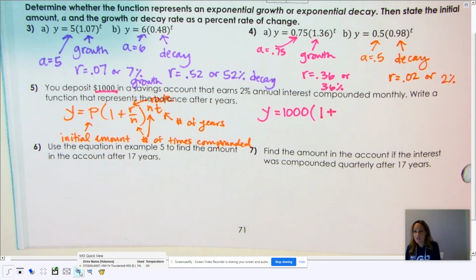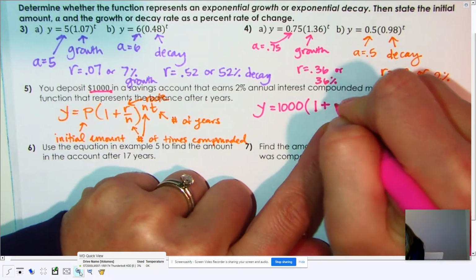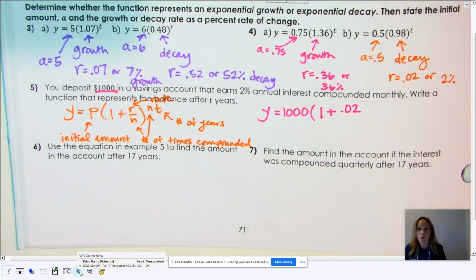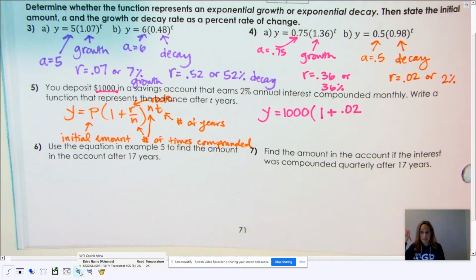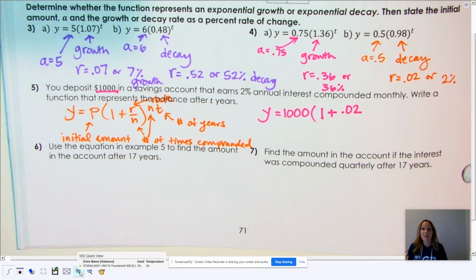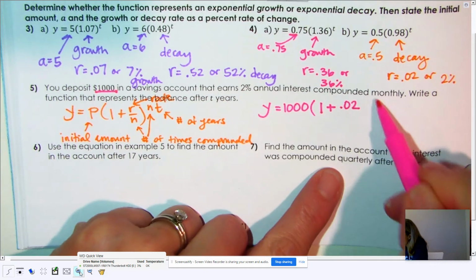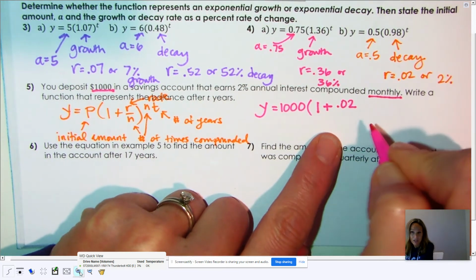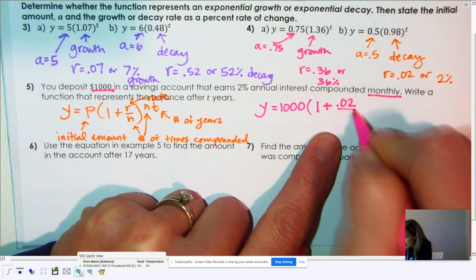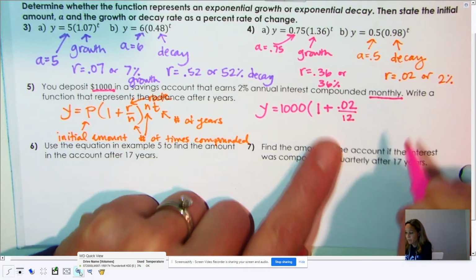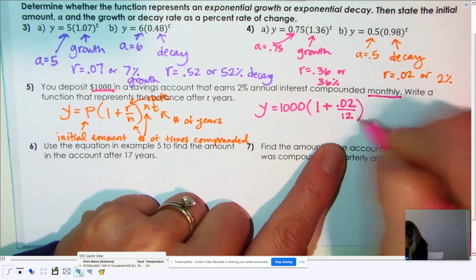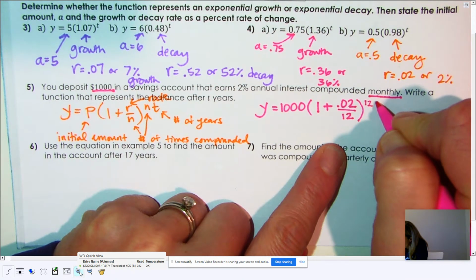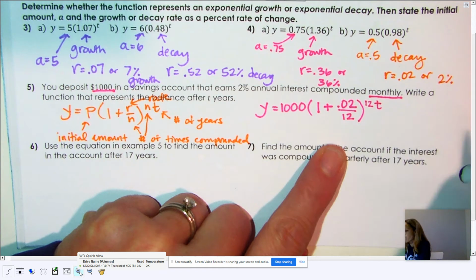Well, I know that my interest rate is 0.02. And if I were just doing this once a year, it would just be 1.02 and then to the exponent of how many years. But because I am compounding it monthly, that means that I'm going to take the amount that I'm going to get per year and I'm going to divide it into 12 chunks. Okay. Well, then I'm going to do that 12 times every single year. So I'm going to put a T right there.